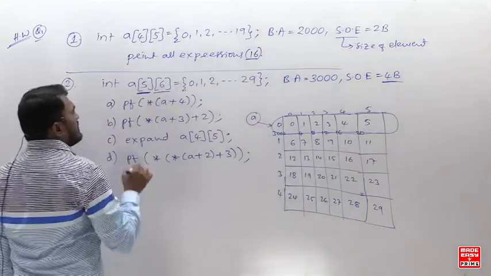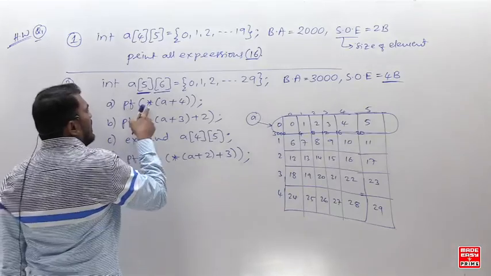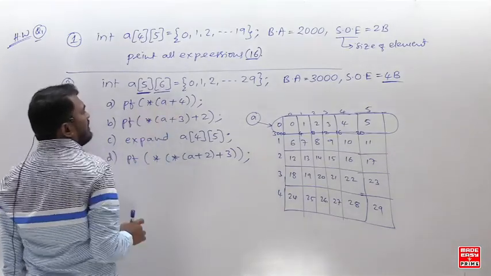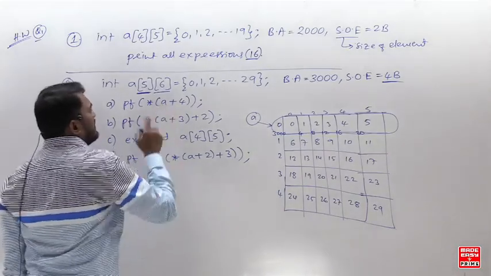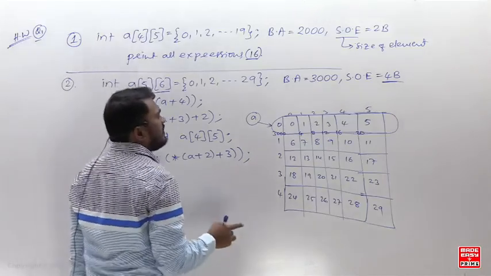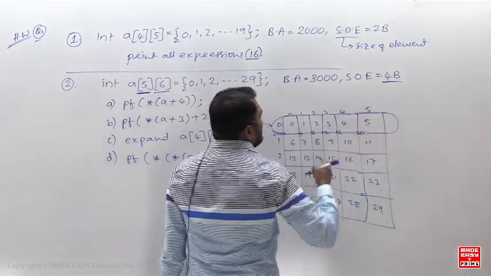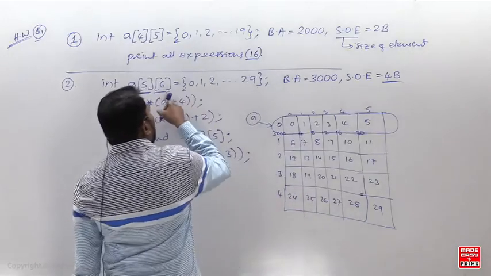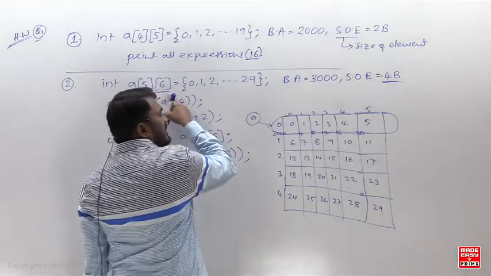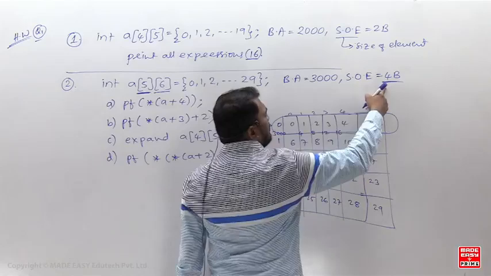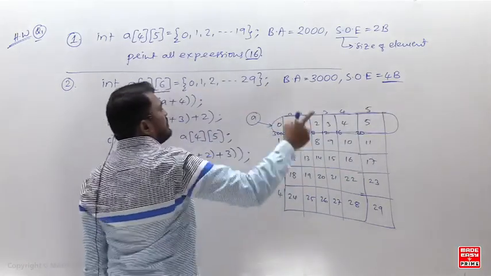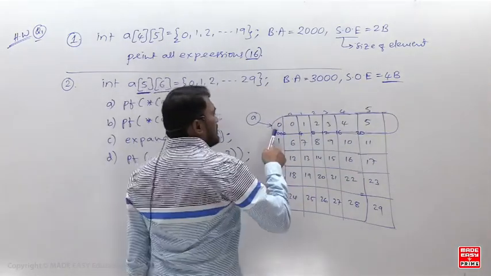Now tell me the first one I want here. Directly you can say *(A+4). What will it print? A plus 4 means, every one-dimensional array has what size here? 6 elements are there. Every element size is what? 4 bytes. So 6 into 4 is how much? 24. So 0 to 20.